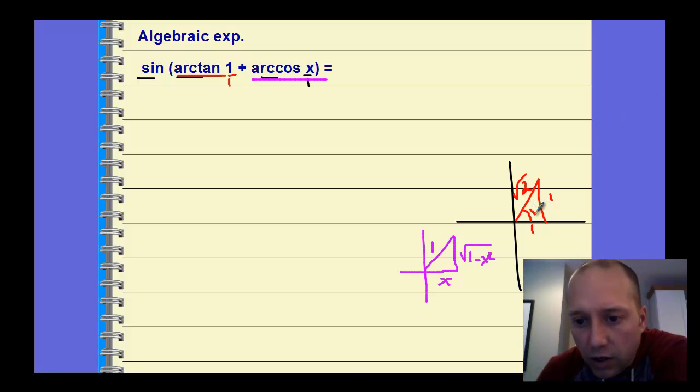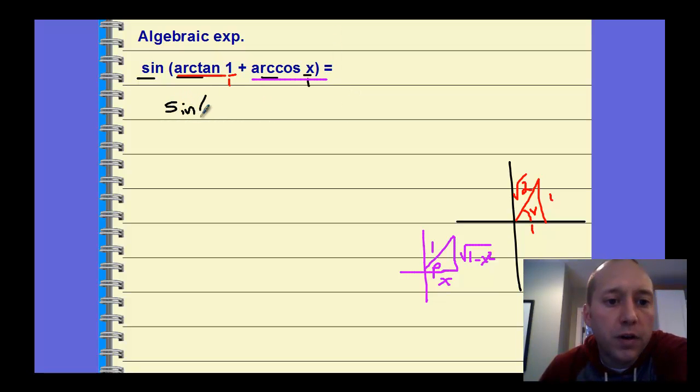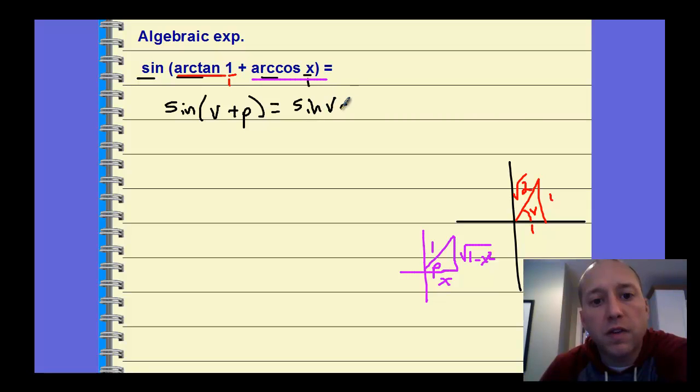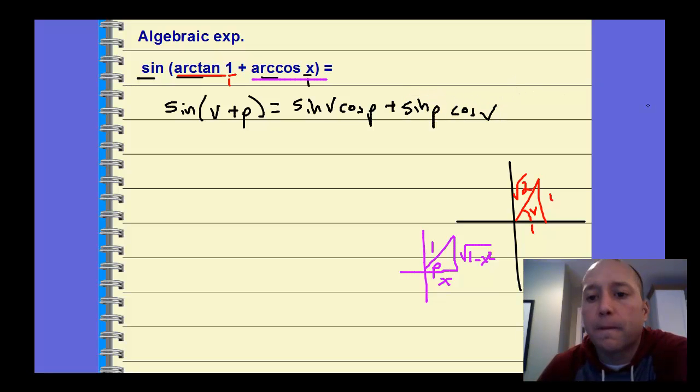So to help you out, you could call this angle here, the red one, V, and then the purple one I'll call P. If I'm writing this out, the sine of really V plus P is what we're doing. And so if I expand that, it's going to be sine v cosine p plus sine p cosine v. And you can color code that to help you out. There's our v's from the red triangle. I don't know why I didn't use r, but I used p for purple.